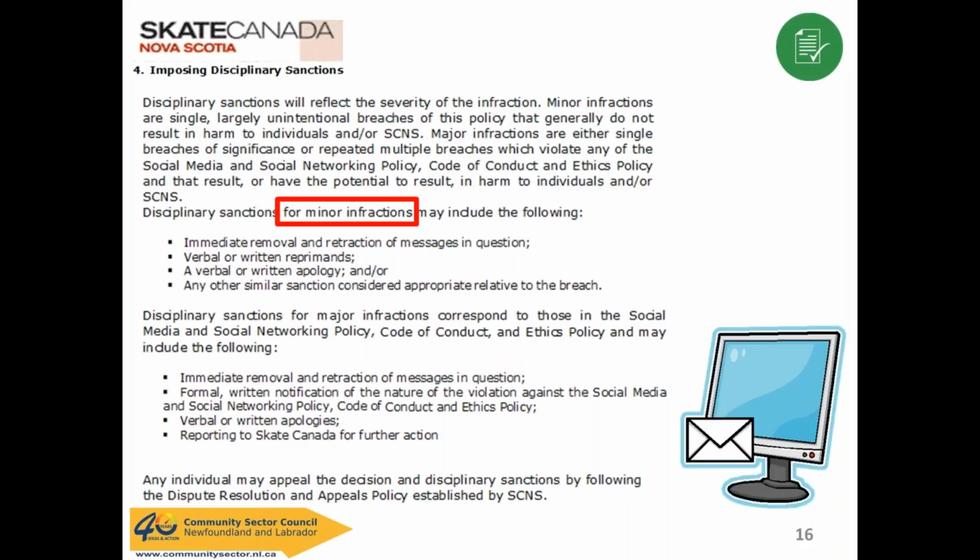So for minor infractions, it would be things like immediate removal and retraction of the messages in question, verbal or written reprimands, a verbal or written apology, and or other considered appropriate sanctions. Whereas for major infractions, it could include formal written notification of the nature of the violation against the social media and social networking policy, code of conduct, and ethics policy, verbal or written apologies, and even reporting to Skate Canada for further action. And then at the bottom they say that any individual can appeal the decision and disciplinary sanctions by following, and then they list the steps.